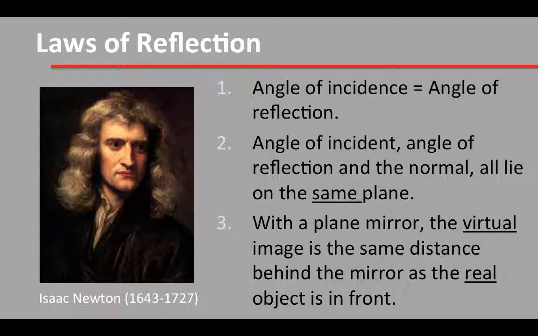So the three laws of reflection from Newton's theories are, firstly, the angle of incidence equals the angle of reflection. The second law of reflection is the angle of incidence, the angle of reflection, and the normal all lie on the same plane. Not so important to photography, that one. And the third one, with a plane mirror, the virtual image is the same distance behind the mirror as the real object is in front. So let's explain those in a little bit more detail.